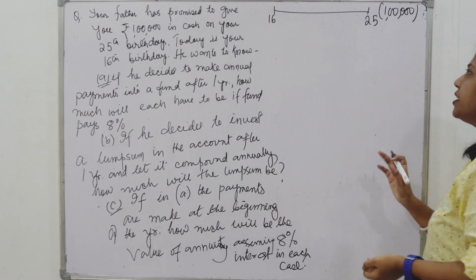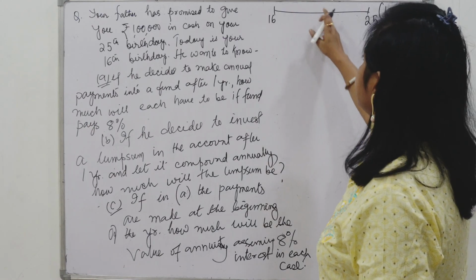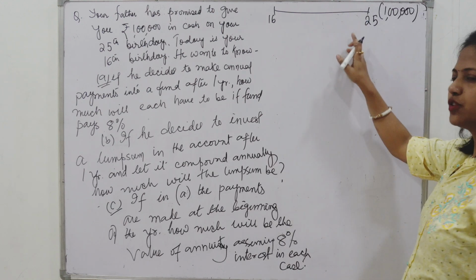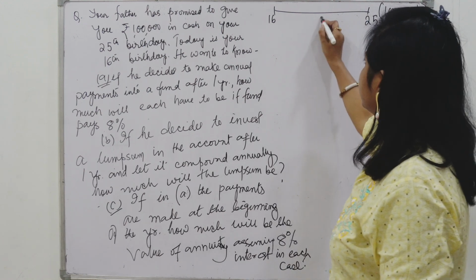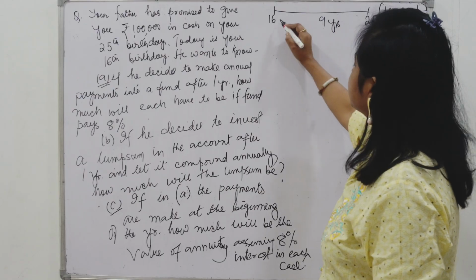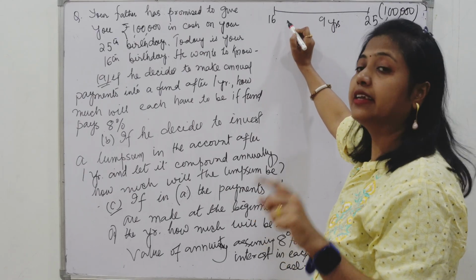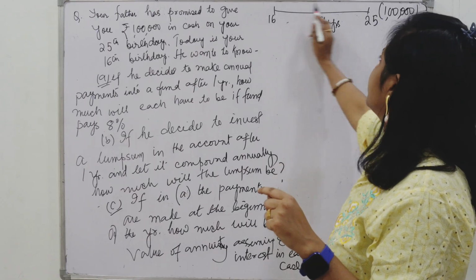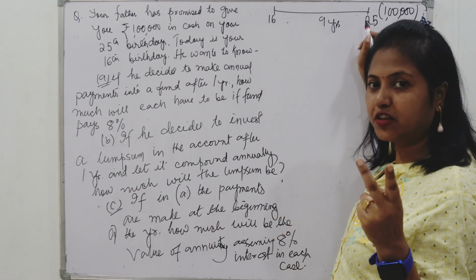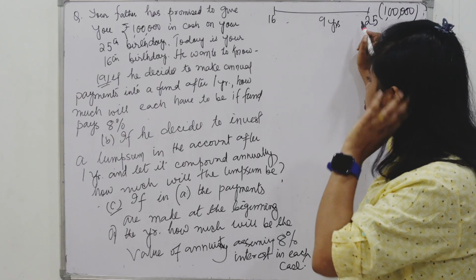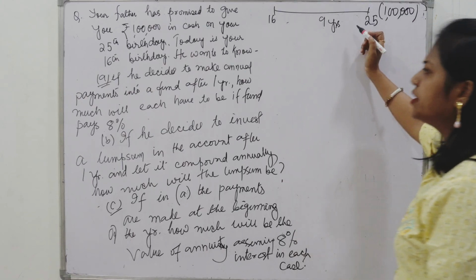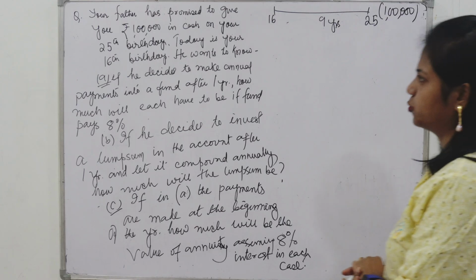So how many years? 17, 18, 19, 20, 21, 22, 23, 24, 25. So 9 years. For 9 years, because he is starting today, your 16th birthday, he will start from the end of this year and he will continue till the age of 25. So that means how much money he wants? He wants 1 lakh rupees.